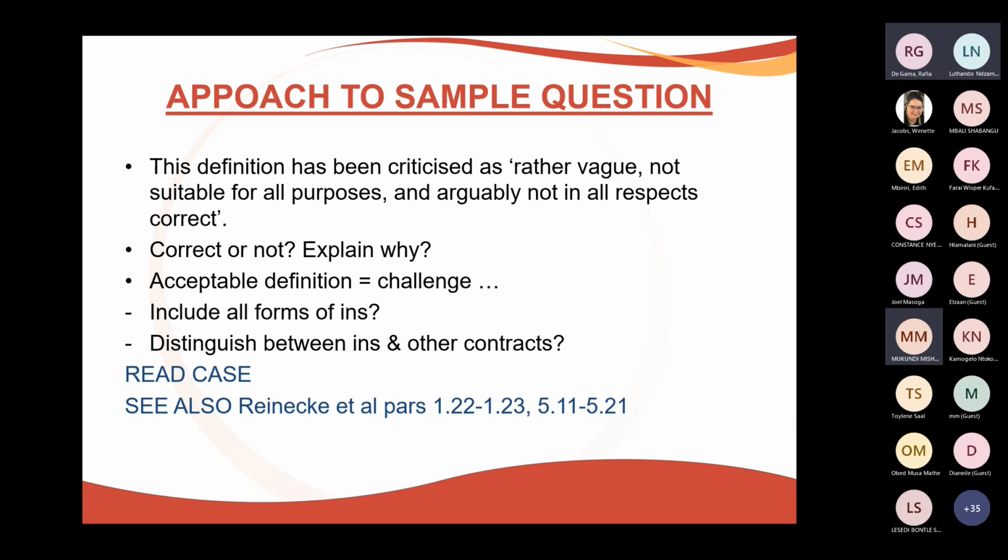So in those, it is very important, firstly, to identify what it is that we are asking you to criticize. Say that, for example, it's vague and not suitable for all purposes. Was it a correct thing? Explain why. What are the challenges that come from this? And of course, would it include all forms of insurance? Because certain types of insurance do not require insurable interest. That will give you what you need for those 5 marks.